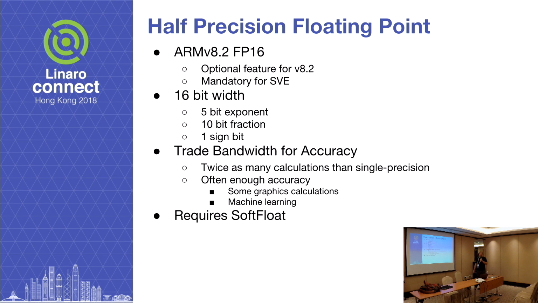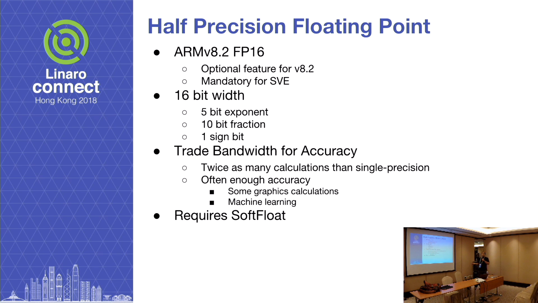The next major bit of work we had to implement for SVE was half precision floating point. So this is part of the ARM v8.2 instruction spec. It's an optional feature for ARM v8.2, but it's a mandatory feature if you want to implement SVE. So half precision floating point introduces a new floating point format, which is 16 bits wide. So this has a 5-bit exponent and a 10-bit fraction. So obviously the numbers that it can represent are across a much smaller range than a single or double precision number.